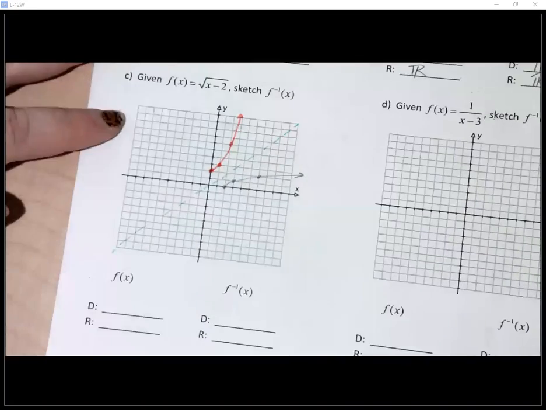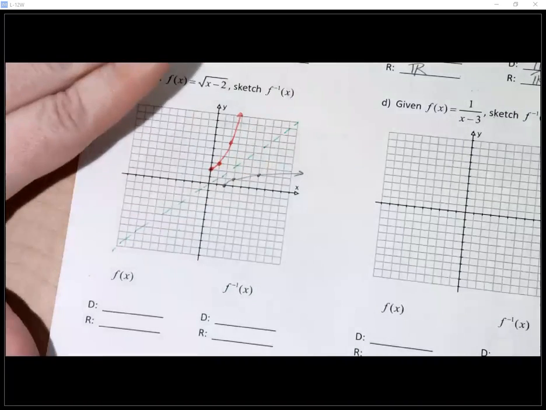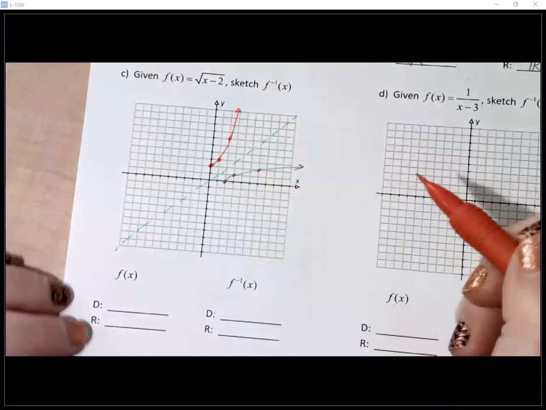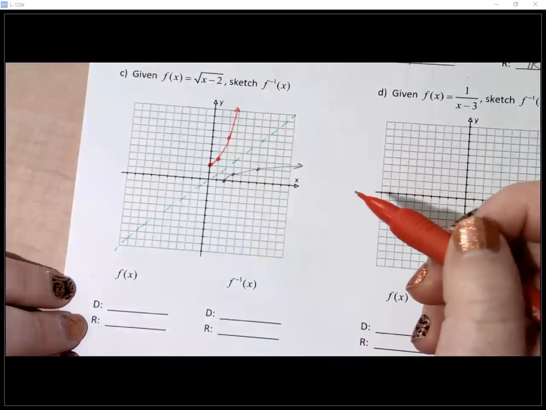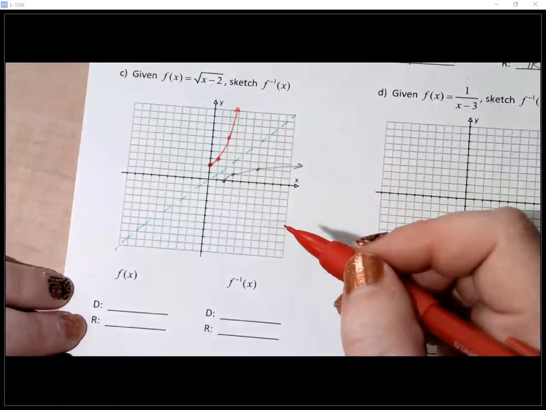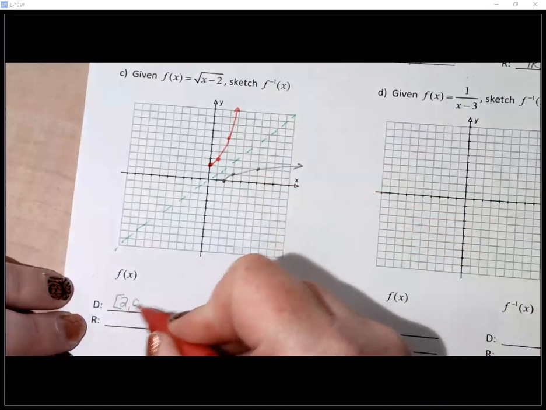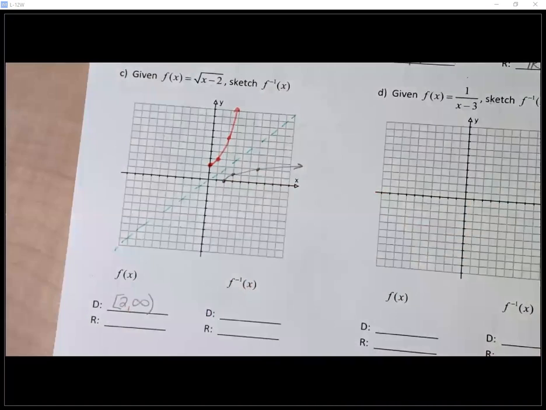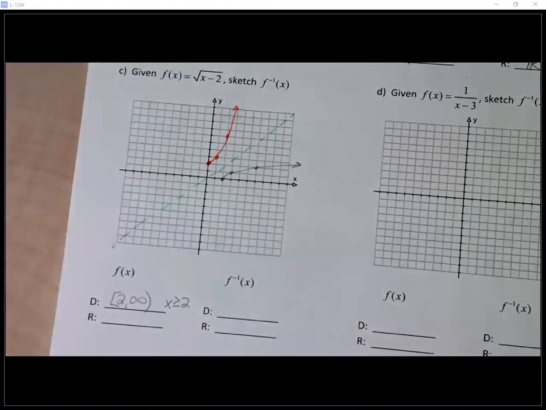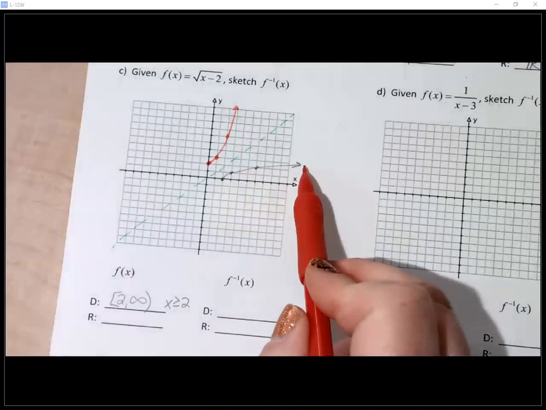Now let's talk domain and range. So ignore everything, just look at the original. What's the domain of my penciled in graph here? The original, what's the domain of that? Braylon, go ahead. Yes. X has to be greater than or equal to 2, right? So either way, it doesn't matter. But that's where my original function is starting. It starts at 2. I have a value there, and then it goes on forever this way. Okay, so there's my domain.